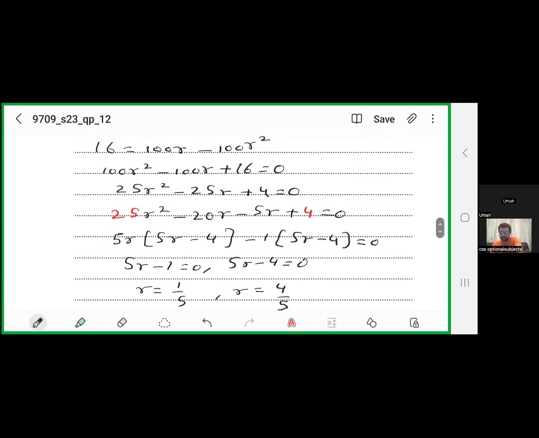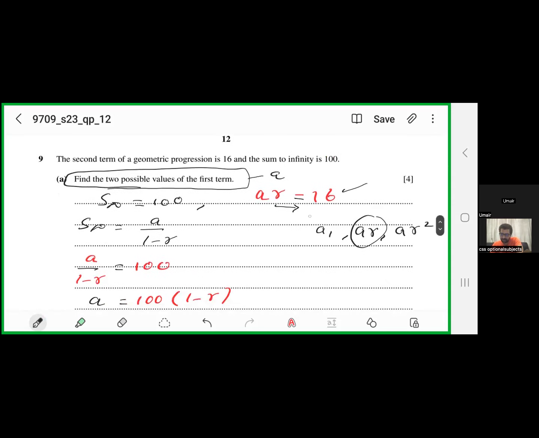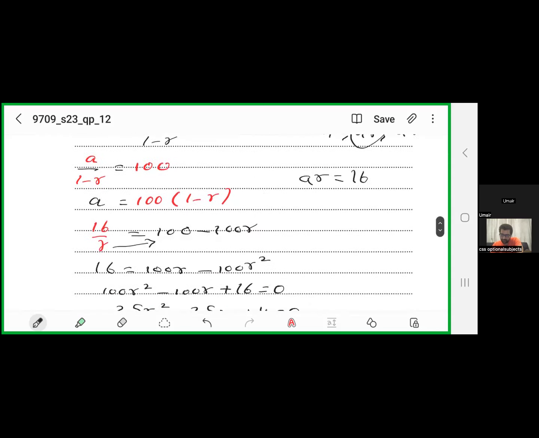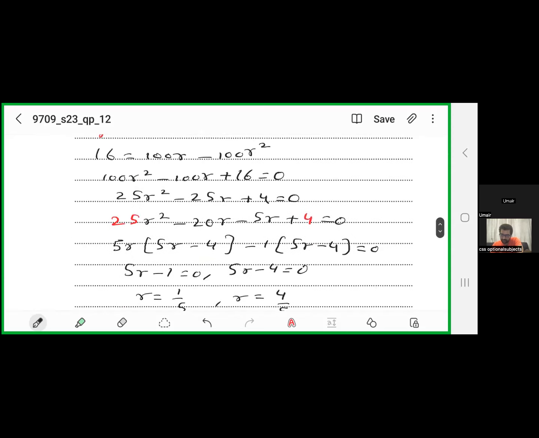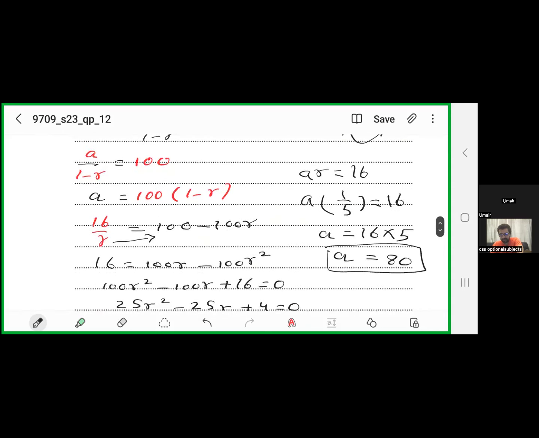Now when r is given, you can find a. You have to find two possible values of the first term. First term is a. R is given, so use a r is equal to 16. R is 1 over 5. In place of r, use 1 over 5, a times 1 over 5 is equal to 16. A is equal to 16 into 5. So a here, if you calculate it, becomes 80. The first value of first term is 80.